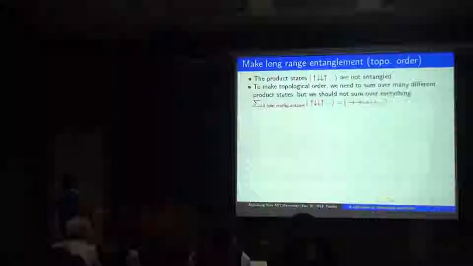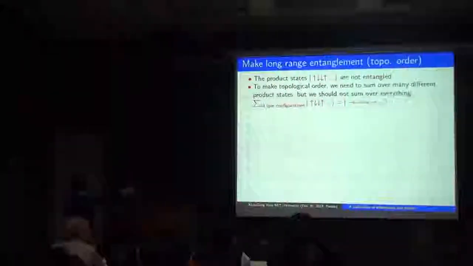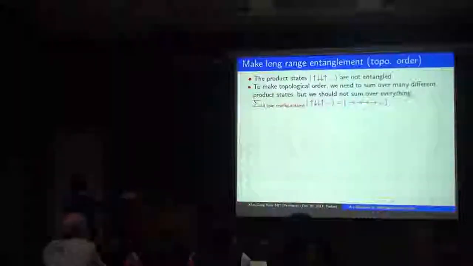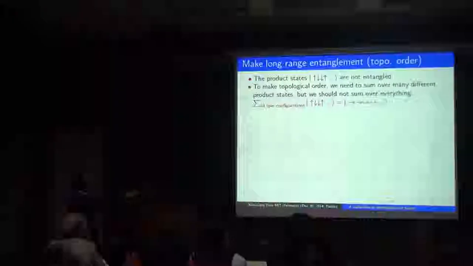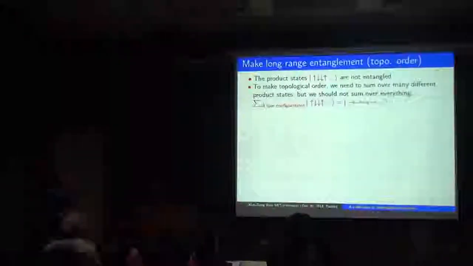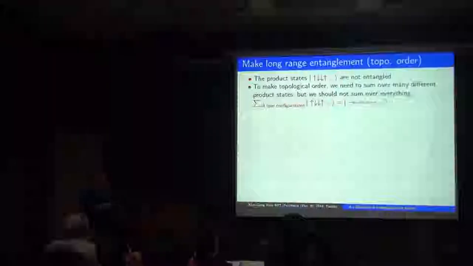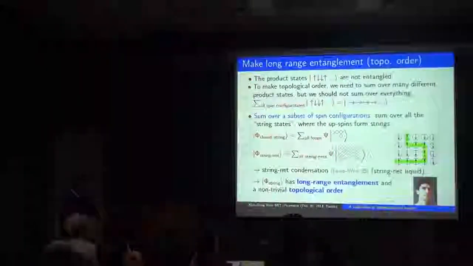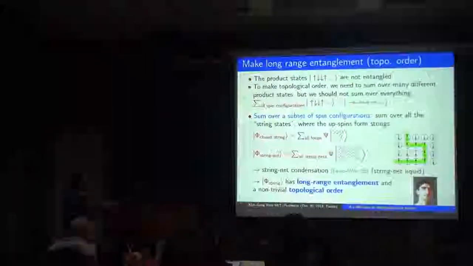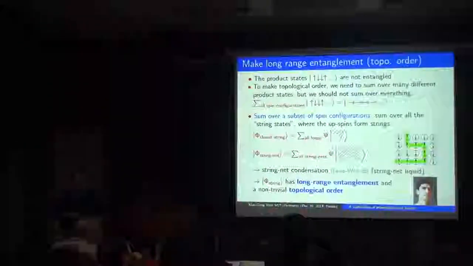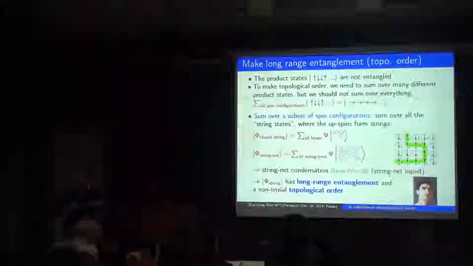Well, I explained that for the spin system, if you sum over all up and down spin configurations, we actually get a spin state where all spins point to the x direction, which is unentangled. So we should sum over spin configurations, but we should not sum over all configurations. If you sum over all configurations, it's unentangled. If I do not do any sum, this is also unentangled. So one idea is to sum over a subset of spin configurations to obtain long-range entangled states.